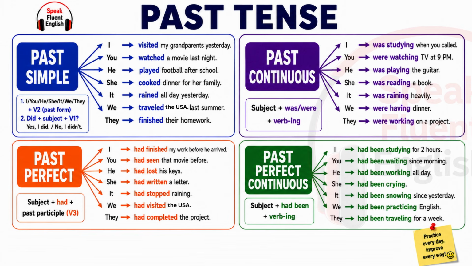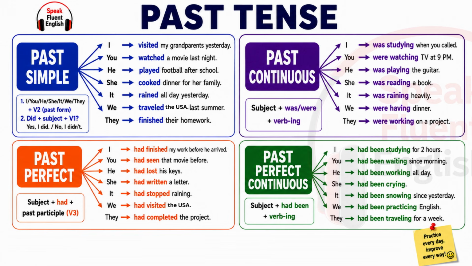Today, we're going to learn the 4 past tenses in English. The past tenses are very important because we use them to talk about actions, events, experiences, and situations that happened before now. By understanding these 4 tenses, you'll be able to talk about completed actions in the past, actions that were happening at a specific time, actions that happened before another past event, and actions that continued for a period before another moment in the past.